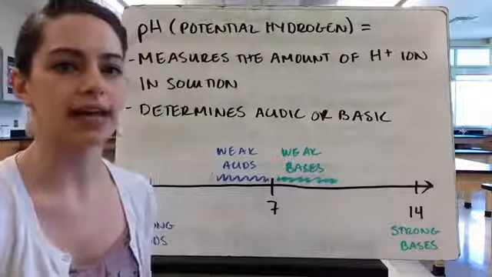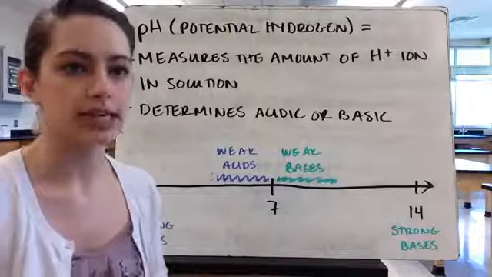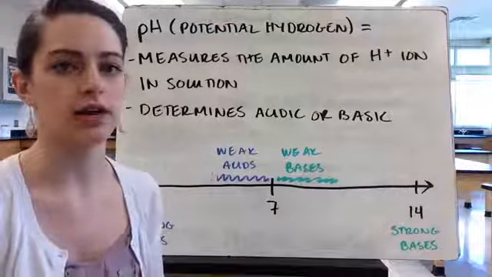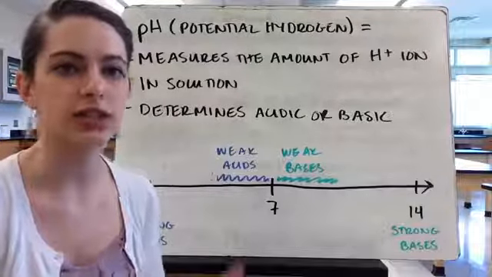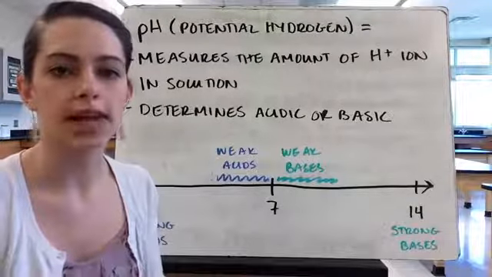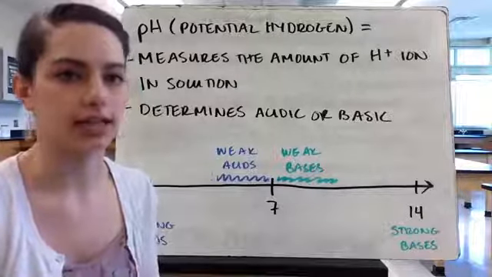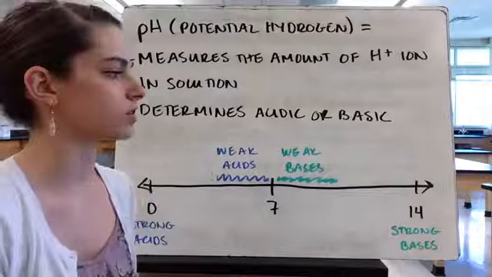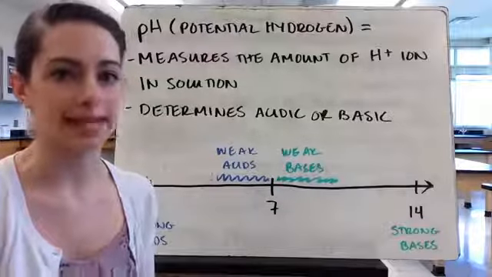So let's start by looking at what is pH. pH stands for potential hydrogen. So it's a measure of the hydrogen ion concentration in solution. So our pH tells us how much hydrogen ion is in solution, what's the concentration of it. And it determines whether the solution is acidic or basic.